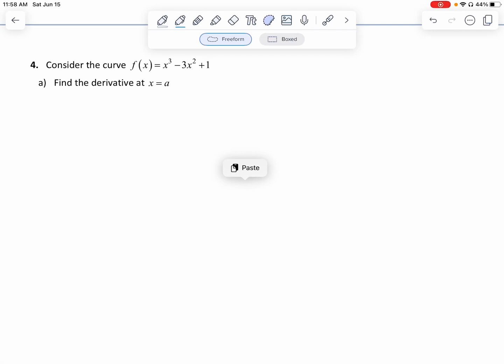Let's consider this curve f of x equals x cubed minus 3x squared plus 2. And we're going to find the derivative at x equals a. Notice this time we're not putting in a number for a. We're going to find an equation for the derivative so that we can find the derivative at any point, for whatever x we want, any point on that curve.